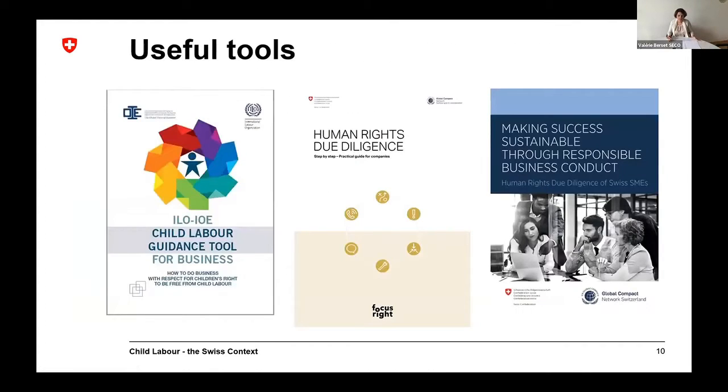We have, for example, developed or translated useful tools that you can find on our website. The first one, which will also be at the heart of your discussion today, is the ILO-IOE Child Labor Guidance Tool for Business, because this is an international framework which has been agreed on. And of course, Rita Yip from the International Organization of Employers will introduce that later.